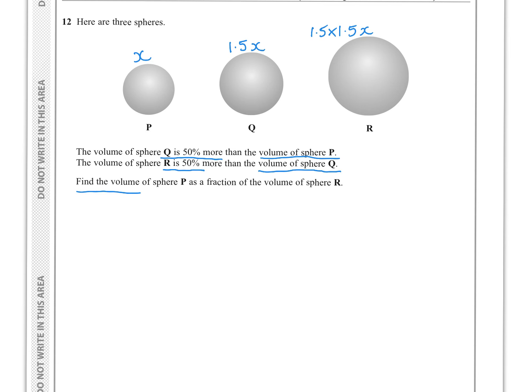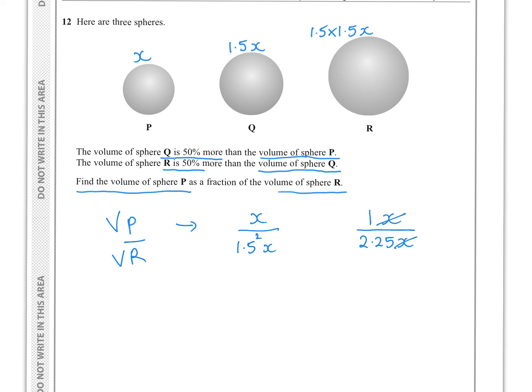It then asks, find the volume of P as a fraction of the volume of R. So P over R in terms of the volume is going to be x divided by 1.5 squared x. Now 15 times 15 is 225, so 1.5 times 1.5 is going to be 2.25, and of course you can do that as a multiplication question in the workings. And then we cancel the x's on top and bottom. x divided by x is just one whole one.